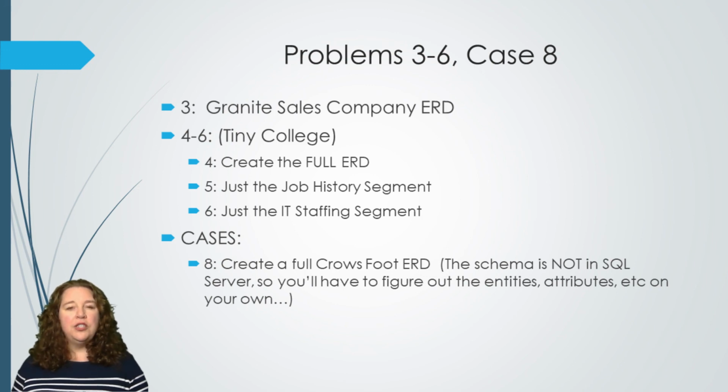4 through 6 all relate to the tiny college, but it's really clustering that I'm working on here. So 4 is your full ERD, and then 5 and 6, they add things. One is for job history and one is for staffing. I just want you to do the ERD for that segment. You can break it out into the segment. Do not include every table in tiny college. Just do the ones that are appropriate for the segment that you're working on. So if we're doing job history, you don't need to include tables that are not related directly to the job history stuff that you're going to be working on. Same with the IT staffing.